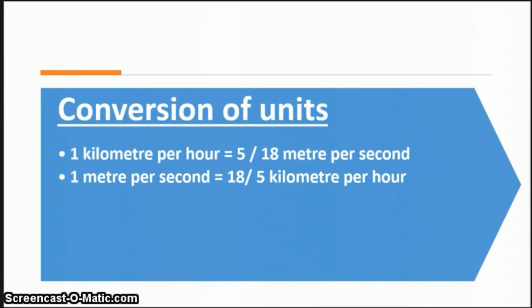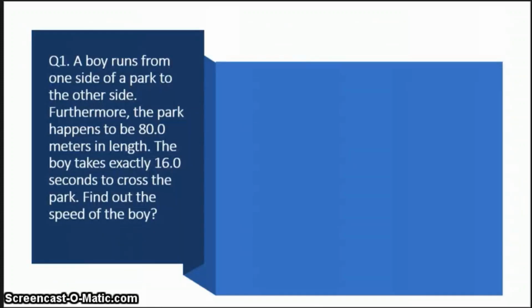Now let us see, can you find out? A boy runs from one side of a park to the other side. The length of the park is 80 meters. The boy takes exactly 16 seconds to cross the park. Find out the speed of the boy.